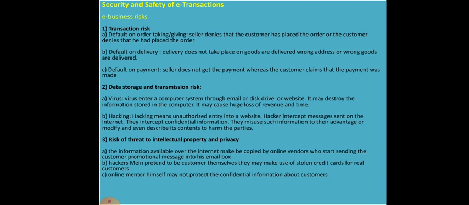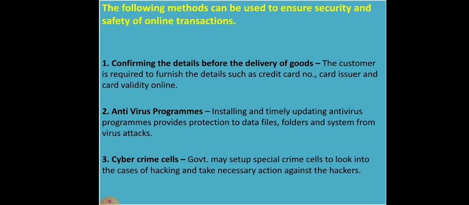So these are the three risks associated with the online transaction. Number one is transaction risk, number two is data storage and transmission risk, and third is the risk of threat to intellectual property and privacy. Now let us see the methods that can be used to ensure security and safety of online transactions.